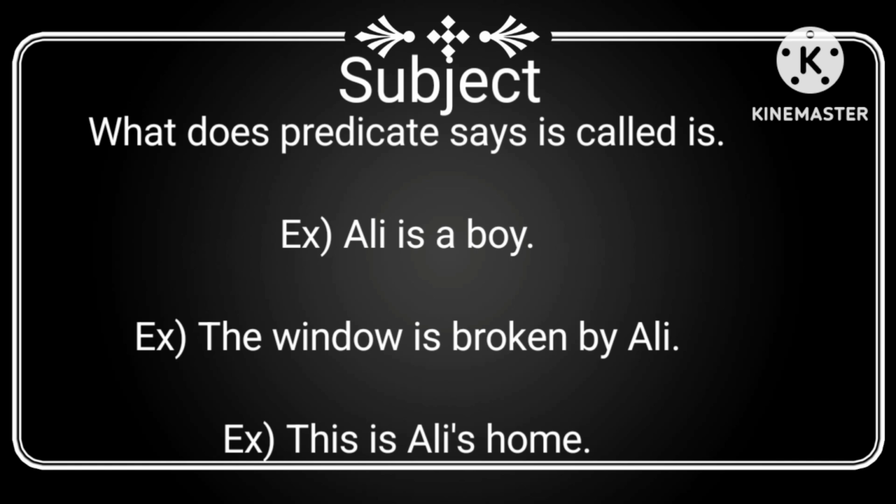Or the window is broken by Ali. Here who did the action? Ali. The window is not the subject in this sentence. Or some people say this is Ali's home. Here we talk about who? We talk about Ali. Here Ali came in the middle of the sentence. Got it, student? Now let's discuss the third grammar.